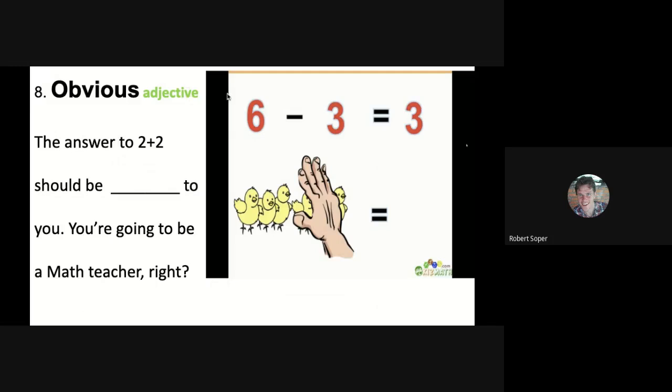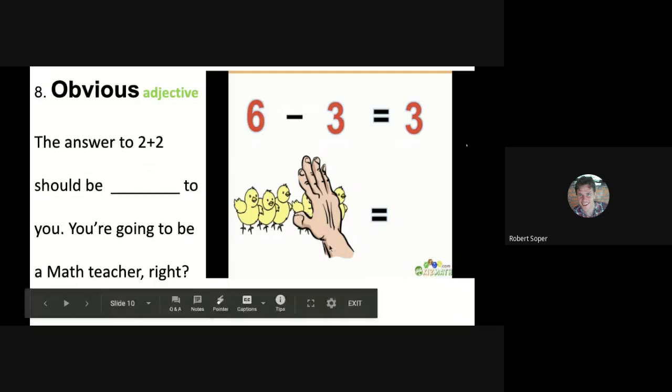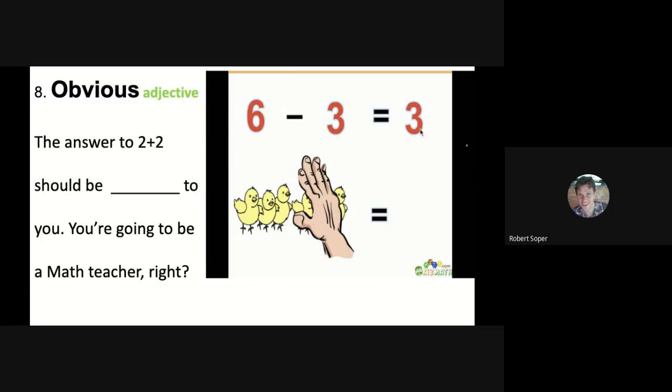What's an example of something obvious? Well, if we look at this little maths equation over here, this is obvious. 6 minus 3 equals 3. This is very clear. This is evident. This is very easy to understand. So it's obvious. And here we have the picture of the man demonstrating by covering these 3 chicks just to make it easier for the children to understand why this is the case. But for adults, this is very obvious. We don't need to think very much about this.